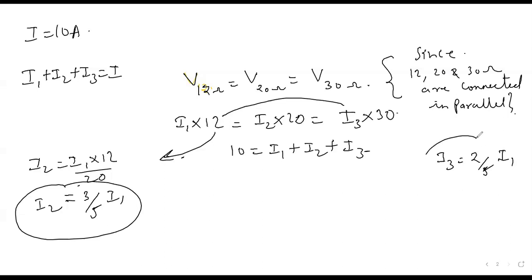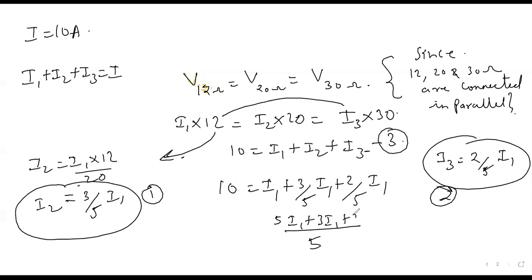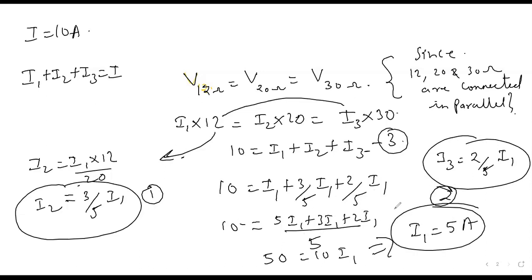Yes, sir. Now I'll put these two values in this equation. So 10 equals I1 plus 3 by 5 I1 plus 2 by 5 I1. Taking 5 as the LCM, 5 I1 plus 3 I1 plus 2 I1 equals 50. So this is 10 I1, so 50 is equal to 10 I1, which gives us I1 equal to 5 amps. So if I1 is 5, I2 is 3 by 5 into 5, which gives me 3 amps.